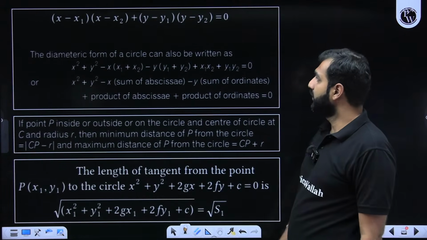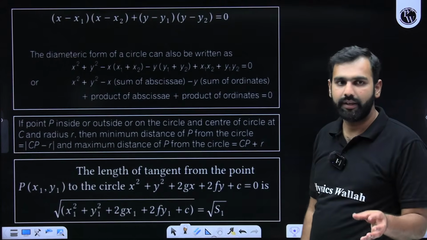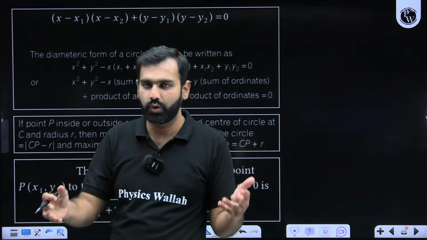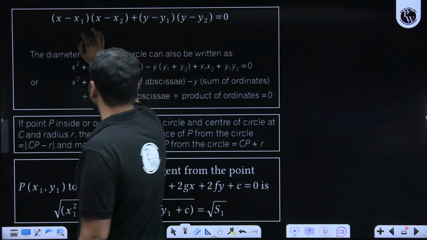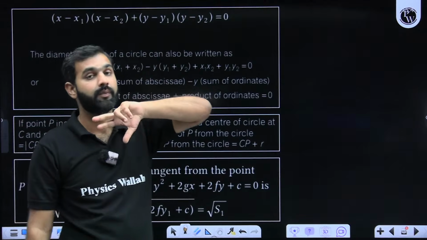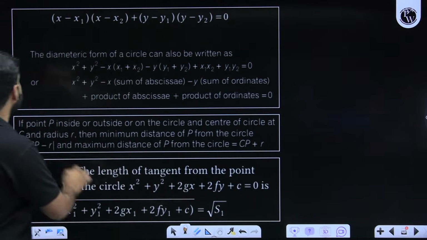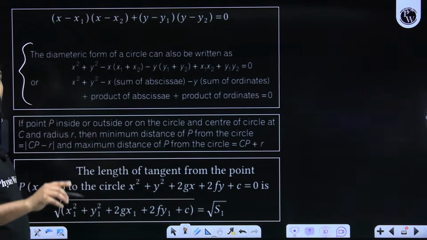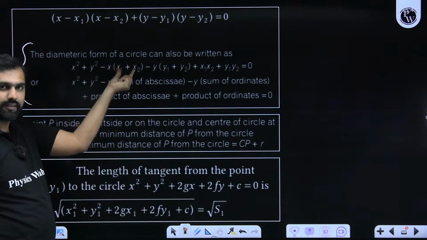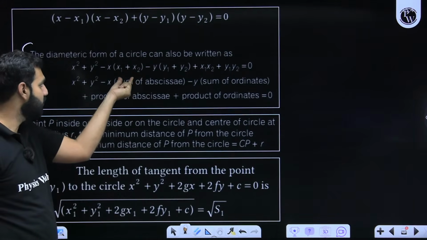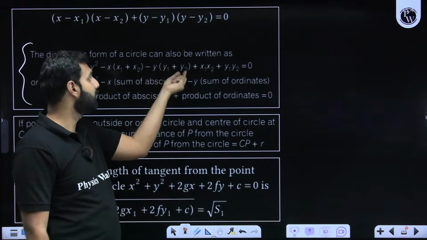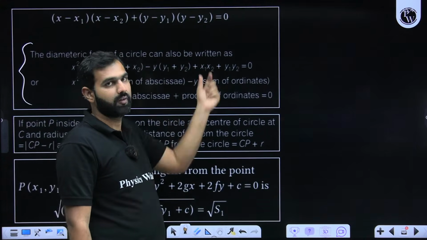Let's say diametrically opposite points are given of a circle's diameter. Then how do we write the equation of that circle? (x minus x1)(x minus x2) plus (y minus y1)(y minus y2) equals 0. Something very crucial you have to remember is that the diametric form of a circle can also be written as x square plus y square minus x times the sum of the abscissas of the extremes of the diameter, minus y times the sum of the ordinates of the extremes of the diameter, plus x1x2 plus y1y2 equals 0.